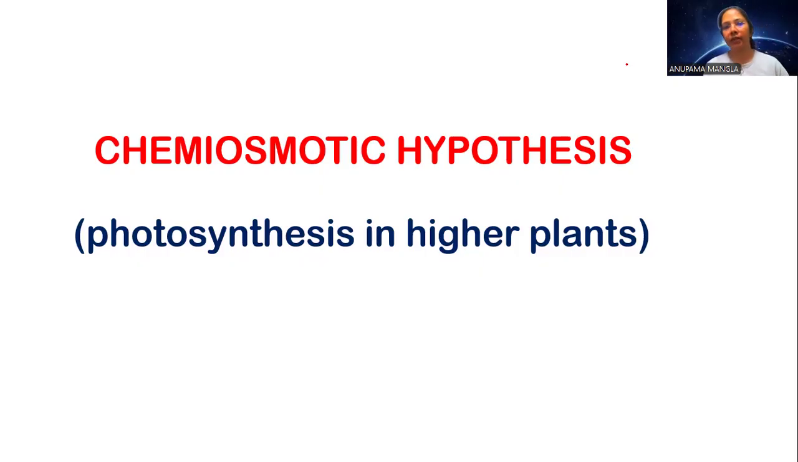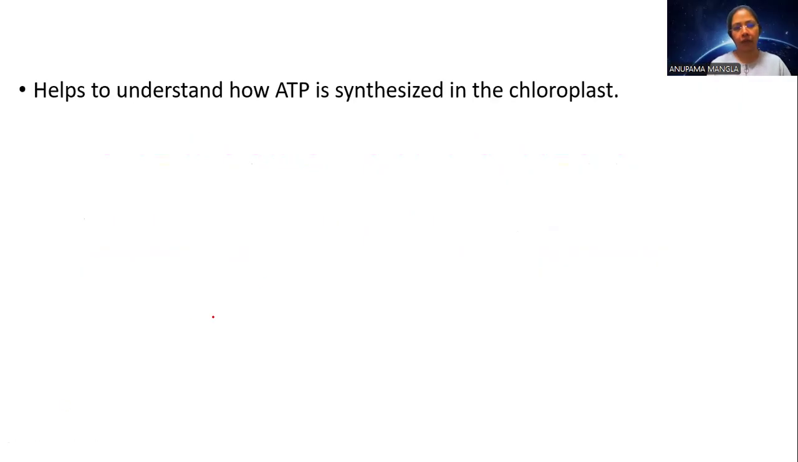Hi everyone. This video is about the chemiosmotic hypothesis. This is a very important topic in the chapter of photosynthesis in higher plants. So let's start the discussion. The main idea of the theory is that it explains how ATP synthesis happens in the chloroplast.